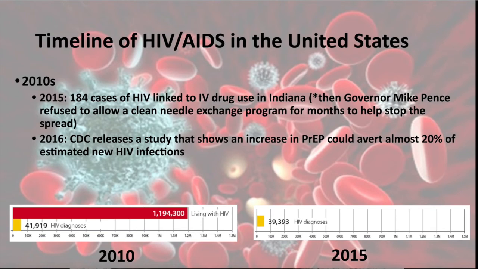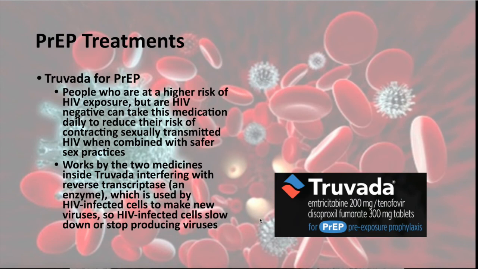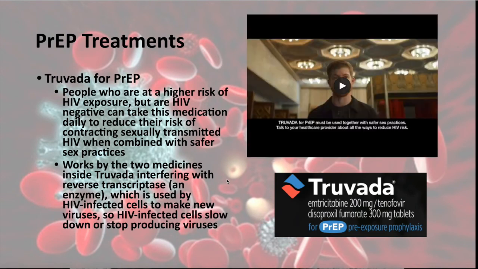If we look at 2010 to 2015, just in 5 years, the HIV diagnoses are continuing to drop, which is great. There are some PrEP treatments. There are some commercials out. This is one that's been out for a little while, so you may have seen this commercial. This particular one is called Truvada for PrEP. Again, pre-exposure prophylactic to help prevent the spread of HIV.